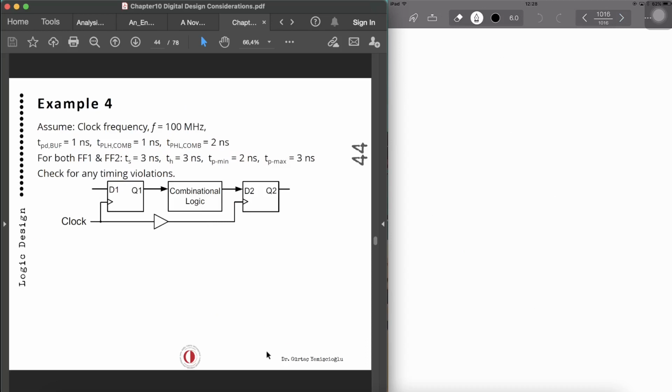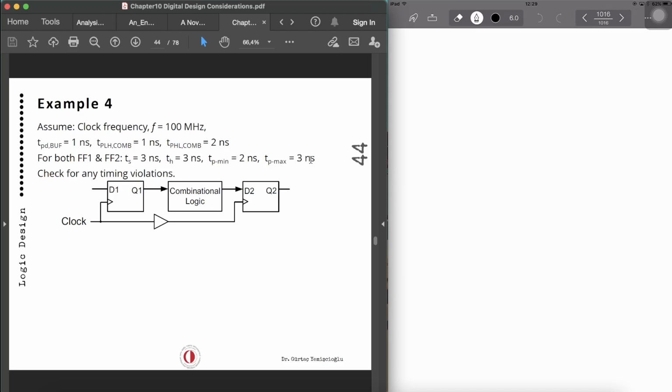So example 4, 100 megahertz clock. The buffer is 1 nanosecond. The combinational logic minimum propagation delay is 1 nanosecond and the maximum propagation delay is 2 nanosecond. The flip-flop's setup time is 3 nanosecond, hold time is 3 nanosecond, the propagation delay minimum is 2, maximum is 3, and check for any violations.